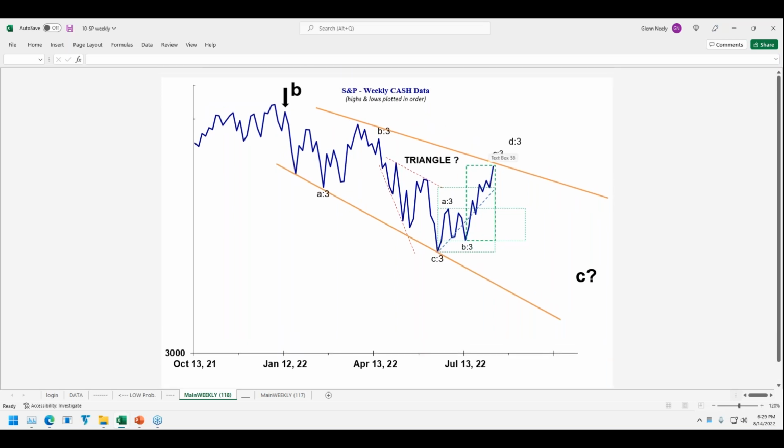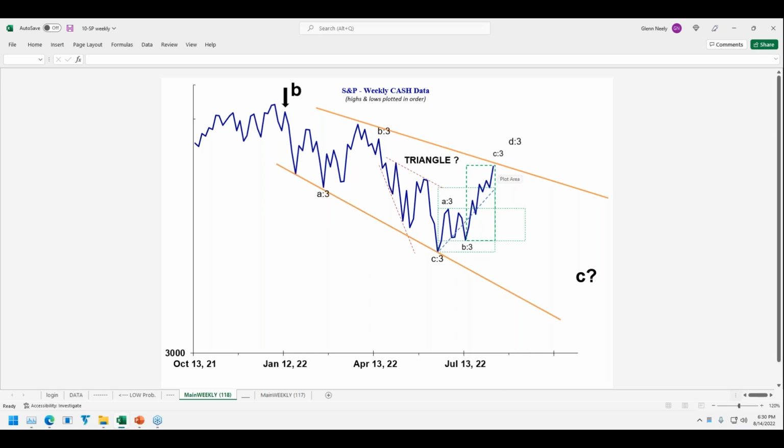So we're right in the ballpark period where a high could be made. It could go higher price-wise, but time-wise, let's say within a week or so, there's a good chance the S&P will peak here. It may not end wave D, but the peak of wave D is likely to happen somewhere in this time frame, and then start a sell-off.